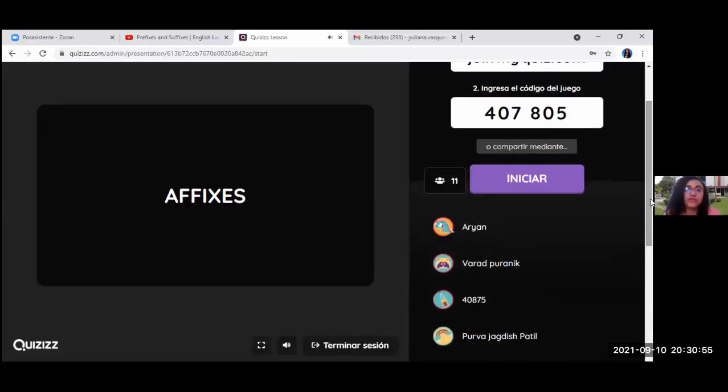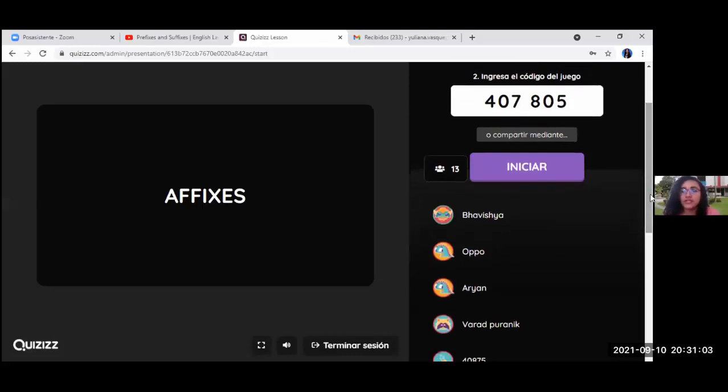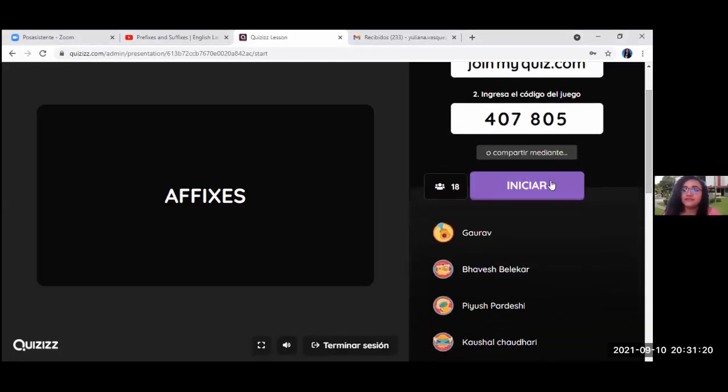If you cannot join the game, you can type your answer in the chat box in Zoom. So don't worry, you also have the option to participate. Remember, you also have the option of the chat box in case you cannot join the game. All right, now let's start.